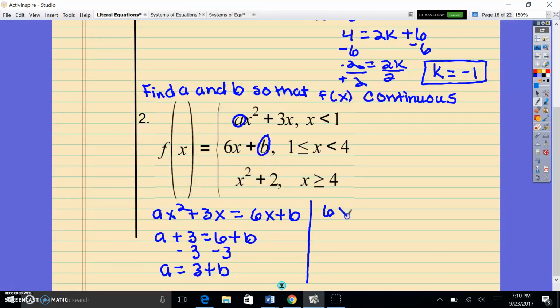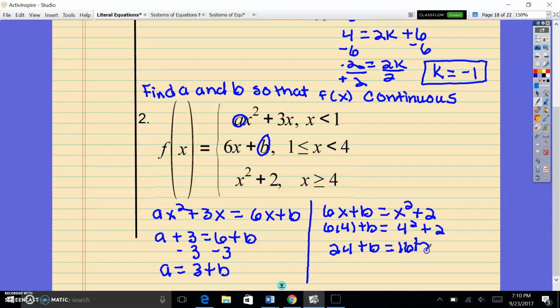So 6x plus b is going to equal x squared plus 2. And in this case, these 2 pieces connect when x is 1. Sorry, 4, when x is 4. So I'm going to replace x with 4. 24 plus b is equal to 4 squared plus 2, which is 16 plus 2. So b is going to be 18 minus 24, negative 6.